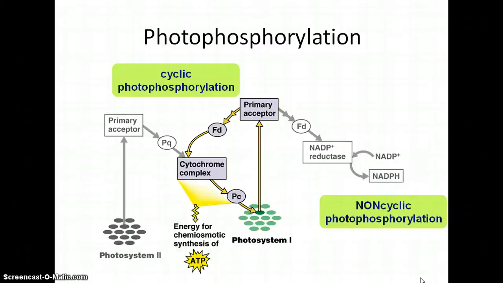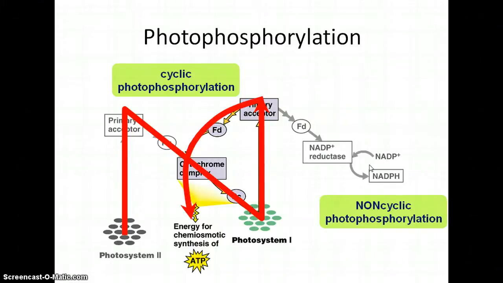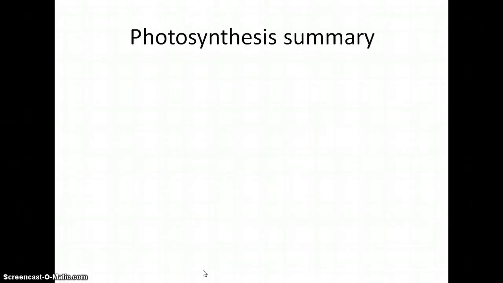But with cyclic photophosphorylation, we are not going to end up going all the way forward in this linear fashion. We're actually going to circle back. So you can see here we're looking at the same as non-cyclic, but here we have that circling back occurring. So we never get down into this second electron transport chain. It just cycles back in a circle to the cytochrome complex. And then again we're going to end up with a lot more ATP.